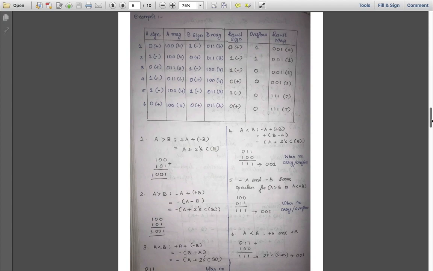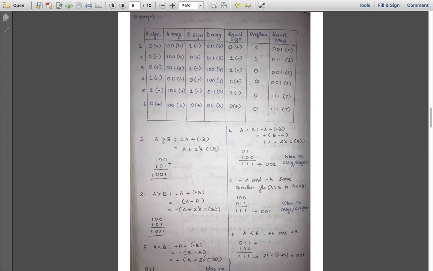This is just for your understanding purpose. So let's see one by one how these conditions are being done so that you will get a clearer idea. Let's take the first condition where A is greater than B and you are going to perform an addition of a positive A and a negative B. Okay, if this is the condition which you are going to consider.